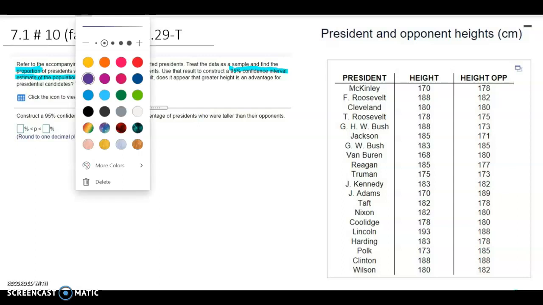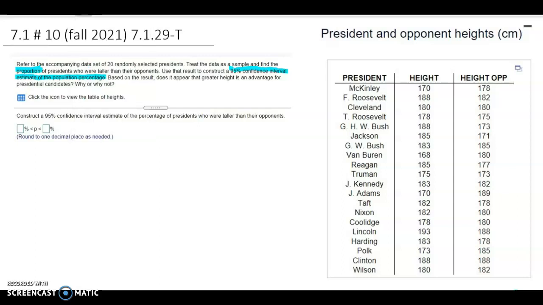Now, we are asked to use a data set of 20 randomly selected presidents. That data set can be accessed by clicking the icon on your screen. I have it listed to the right side here. We need to construct a 95% confidence interval estimate of the percentage of presidents who are taller than their opponents. So first, let's find out how many presidents are taller than their opponents.